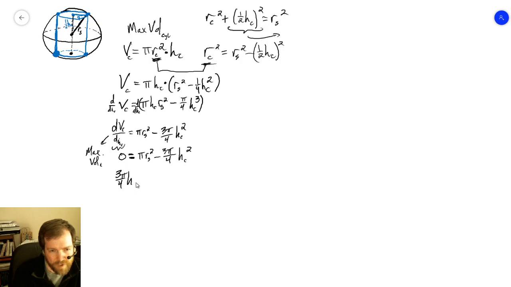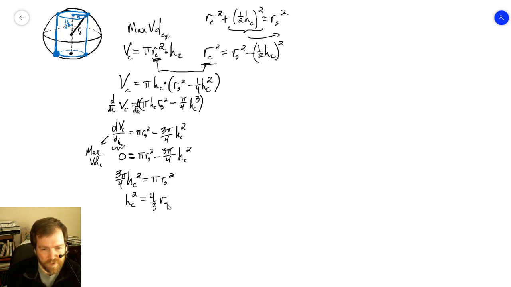Alright, so 3 pi over 4 Hc squared is equal to pi Rs squared. So then we want Hc in terms of the rest of this stuff. So now we can divide out the pi, and then this is going to be 4/3. Interesting result. Nope, that's not R2, it's R sub s squared. And take the square root of both sides. So then the height of the cylinder is going to need to be 2 over root 3 times R sub s.